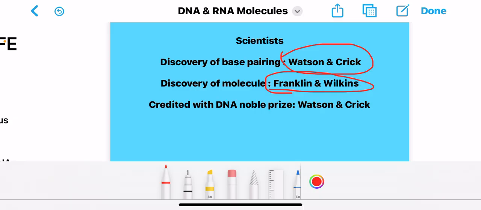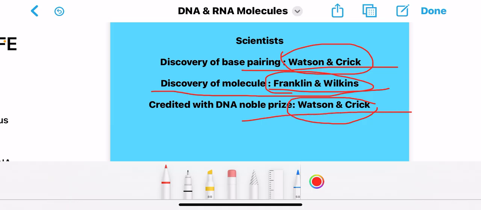Now also, Watson and Crick were also given the DNA Nobel Prize. They were awarded an award for their discovery in what? In DNA. Remember, those who discovered the molecule are who? Franklin and Wilkins. Those who discovered the base pairing are who? Watson and Crick. And those who were awarded the Nobel Prize are who? Watson and Crick.